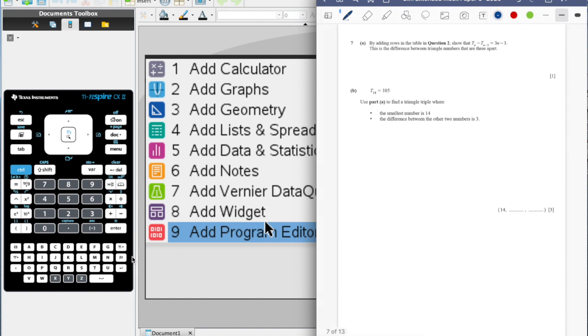Okay, we're getting there. We're nearly at the end. What have we got next? By adding the rows in the table in question 2, I'm not going to be caught out by that again. Sneaky. Question 2, show that Tn minus Tn minus 3 is equal to 3n minus 3.